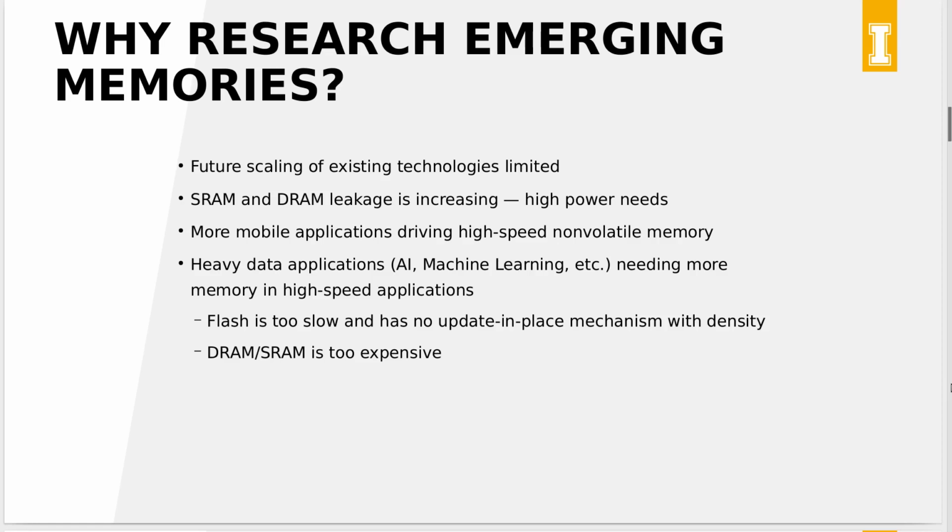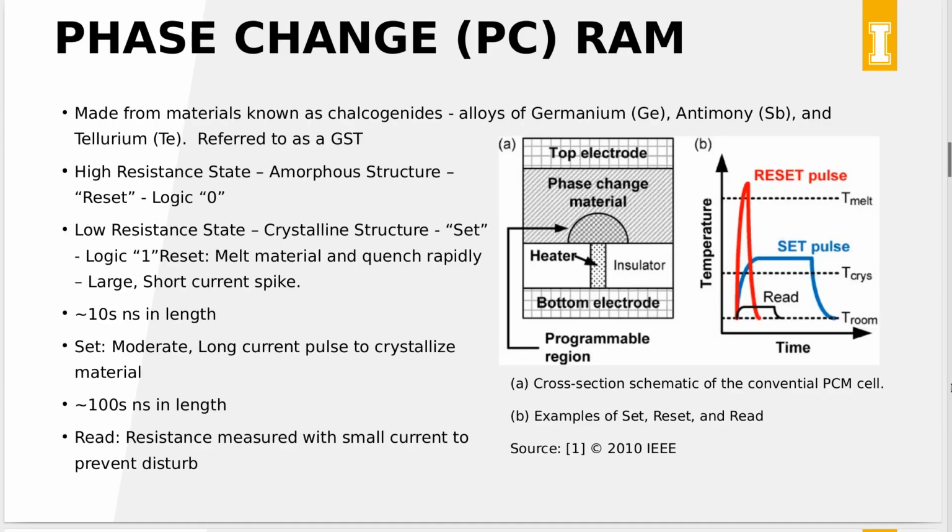But really, DRAM and SRAM for the density is too expensive for the amount of memory that these new applications are demanding now. So we need new memories in order to solve these power budget issues and high speed, high density devices that we need. The first memory technology that I'd like to introduce is phase change RAM.